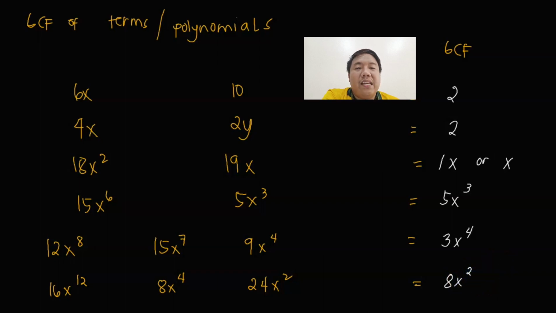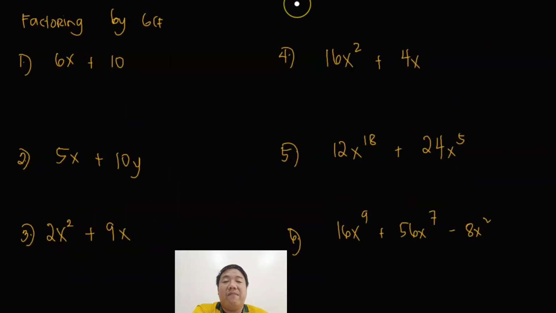Sige. So last but not the least is to start with factoring by GCF. Given that we have 6x plus 10, alam na natin. Let's start. Do we have the GCF for 6x plus 10? Yes. And the GCF is 2. Then after getting the GCF, we need to divide the polynomial by the GCF. So 6x plus 10 divided by 2, we're going to write the answers inside the parentheses. So 6x divided by 2 is 3x plus 10 divided by 2 is 5.